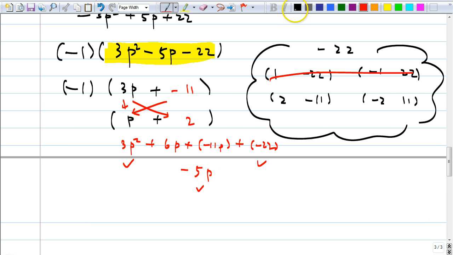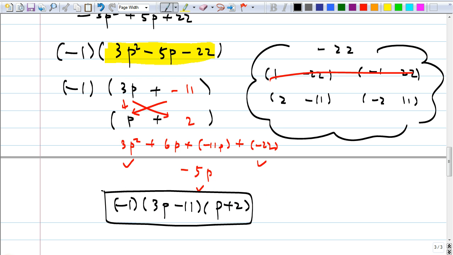What's the answer? Who can tell me the answer now? Yes, Austin? Parentheses, negative 1. Good. Don't forget the negative 1, guys. If you forget the negative 1, then the whole thing's wrong. It's still there. It doesn't just go away, does it? Then what, times? 3p minus 11. Good. Parentheses times parentheses p plus 2. That's right. Any questions?